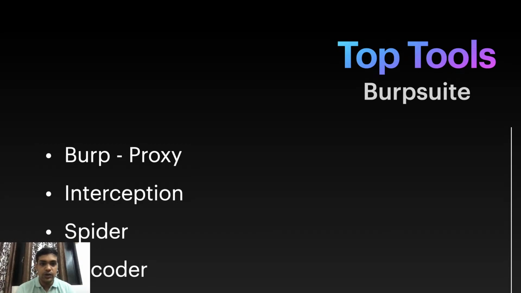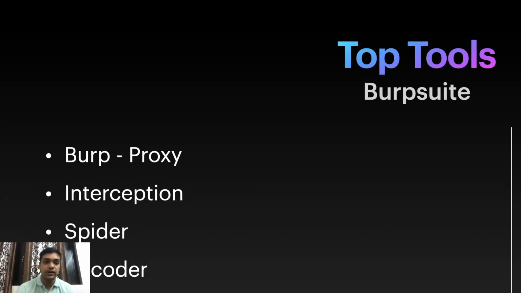The next thing is decoder. It decodes any encoded values going into your request. For example, if a request contains a base64 input, you can just send it to decoder, and decoder will decode it for you. Decoder can also encode the values for you, so you can use that. It is a very helpful feature.